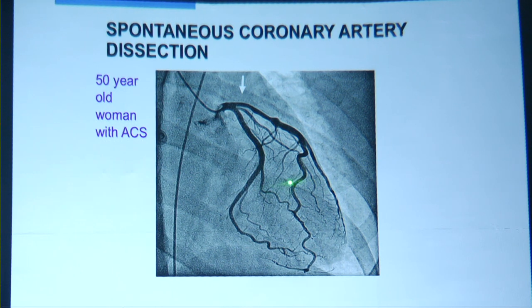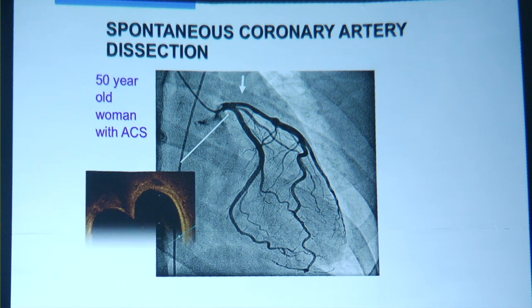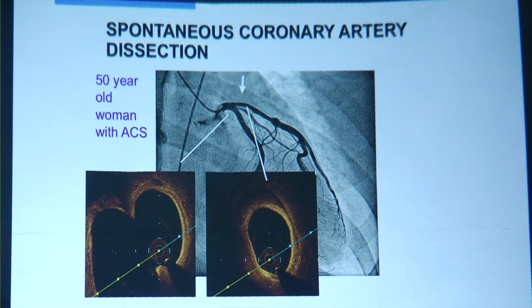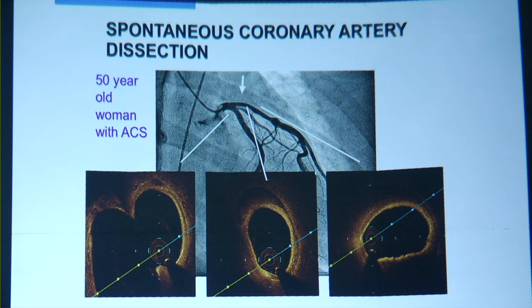So this abrupt difference in caliber with a normal vessel everywhere, we think of this occurring in middle-aged women. And when you do OCT, and that's really why I wanted to show it, intravascular imaging is really helpful here if you're not sure. In general, you can diagnose SCAD from just the angiogram, and there are some potential risks of wiring these vessels, but certainly you get these beautiful images of the hematoma within the vessel. And really nothing else looks quite like it.